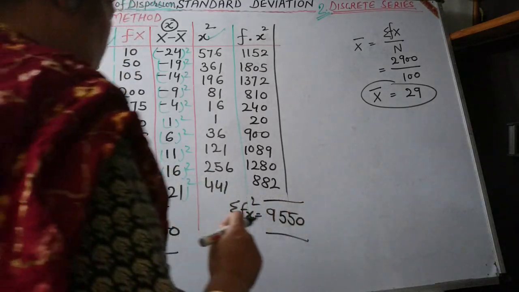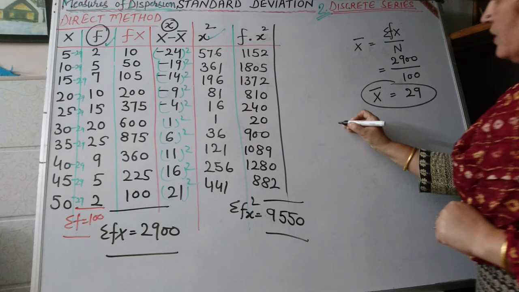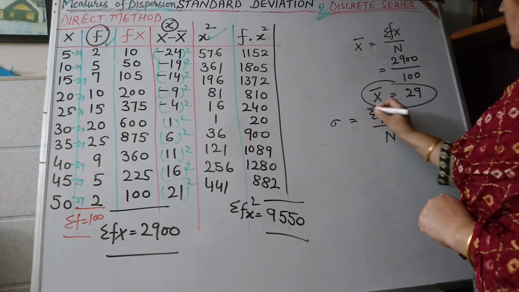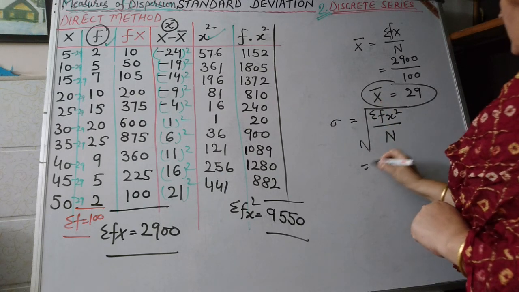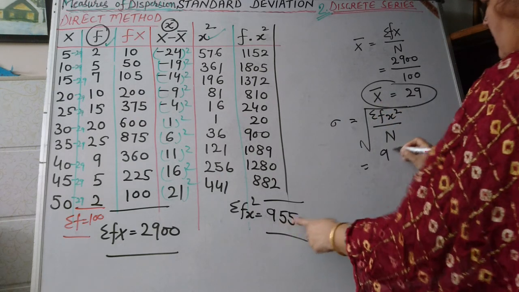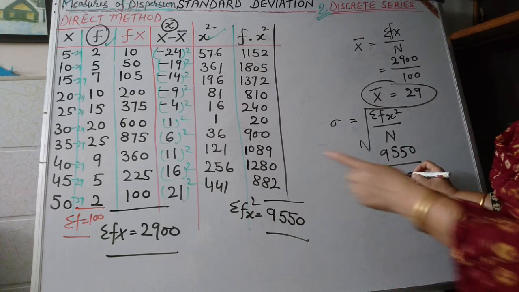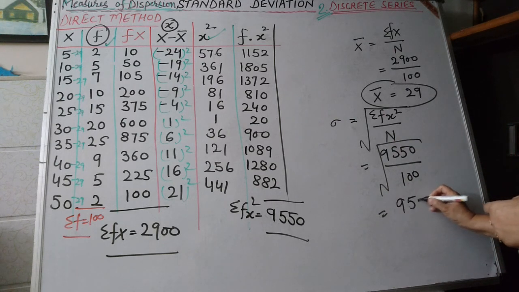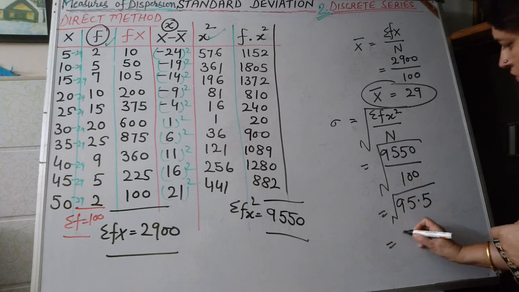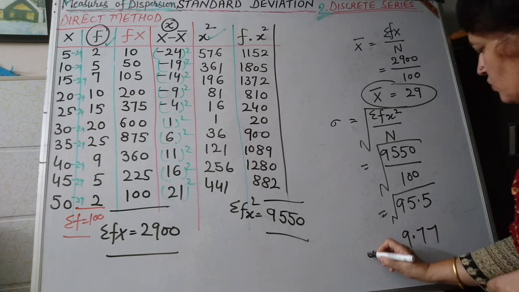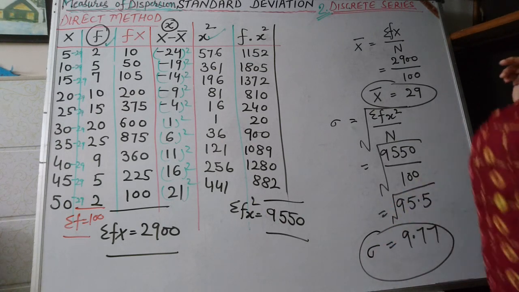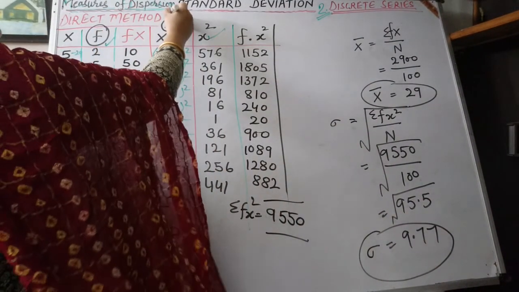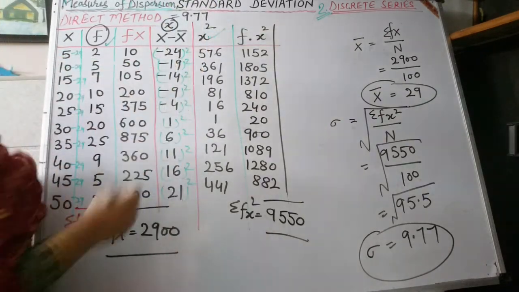And now let us put the values in the standard deviation formula. The formula is the square root of sigma fx square divided by n. The value is 9550 divided by n, and the value of n is 100, equal to 95.5, under root, is equal to 9.77. So the value of standard deviation in a discrete series by direct method is 9.77.